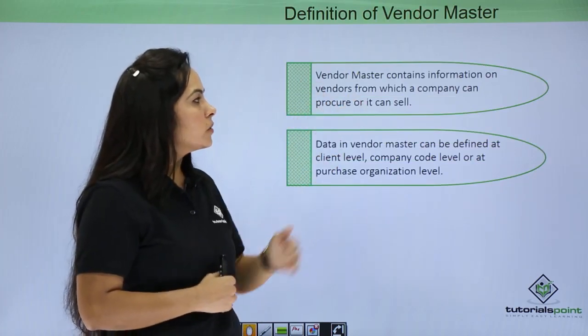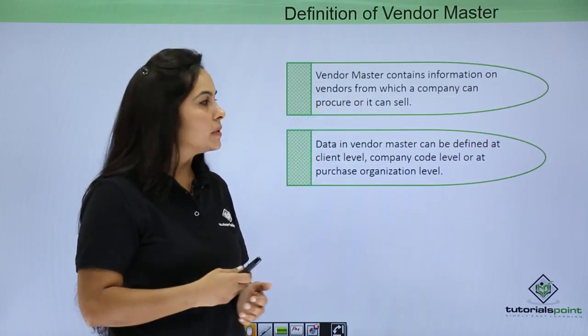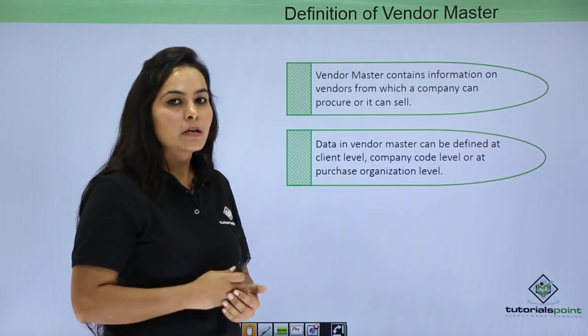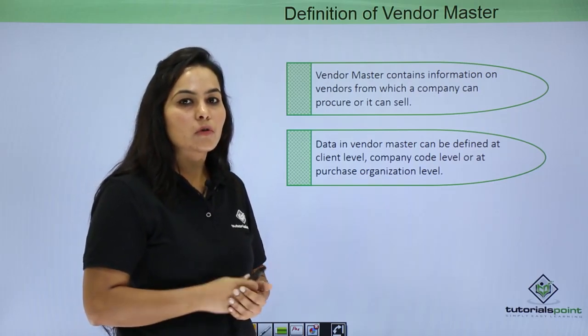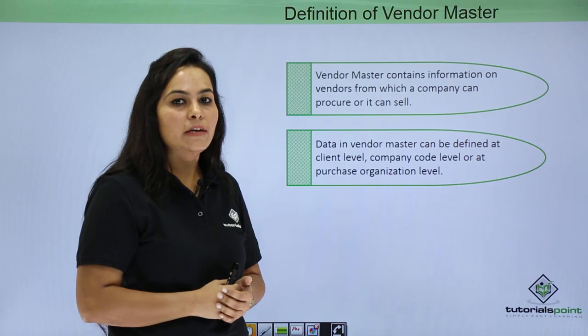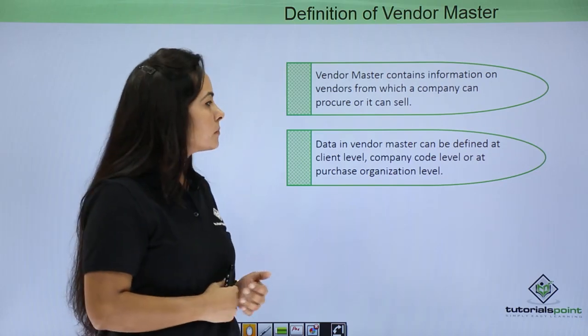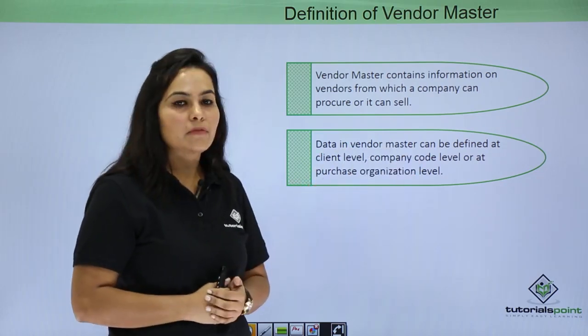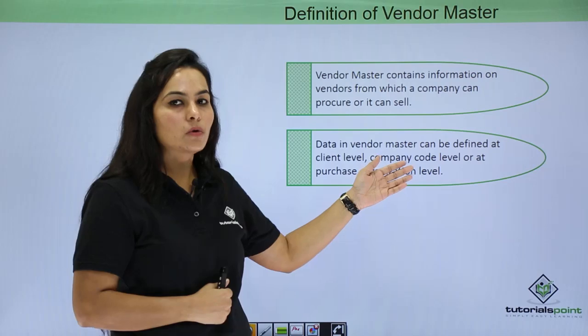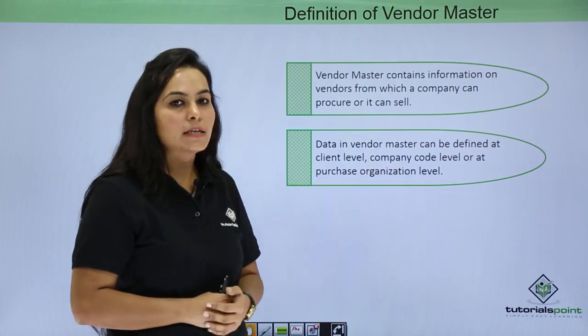Vendor Master contains information on the vendors from which a company can procure or it can sell. So suppose a company can procure from 100 vendors, those 100 vendors can be grouped under Vendor Master. Data in Vendor Master can be defined at client level, company code level or at purchase organization level.